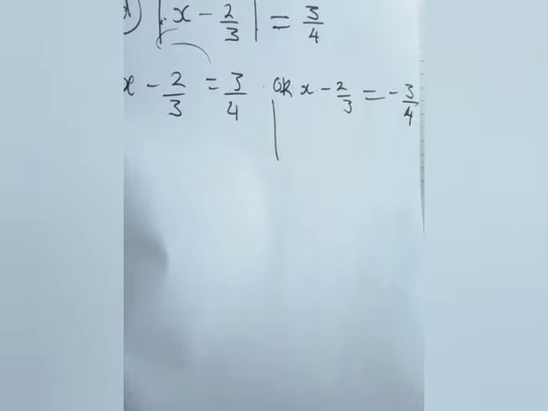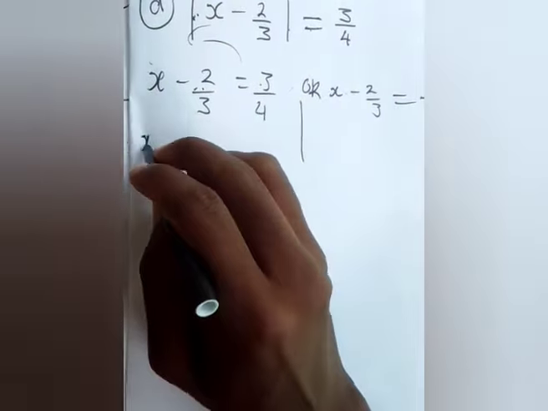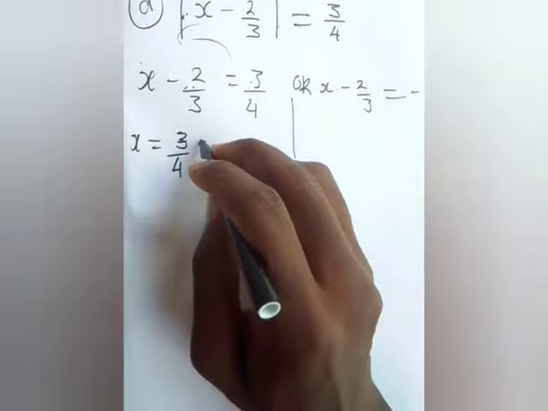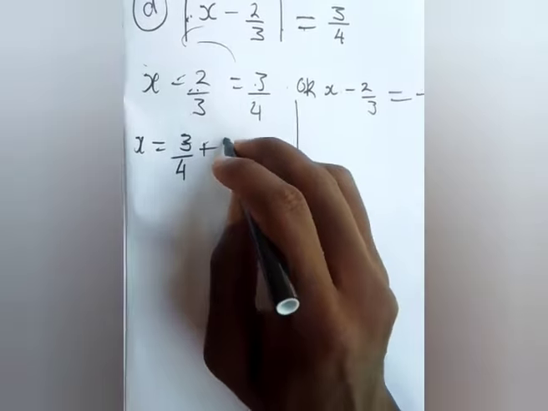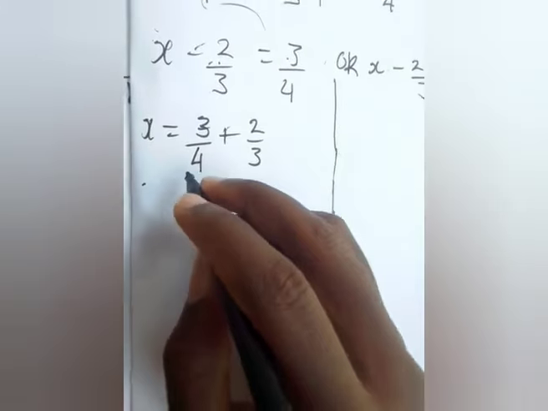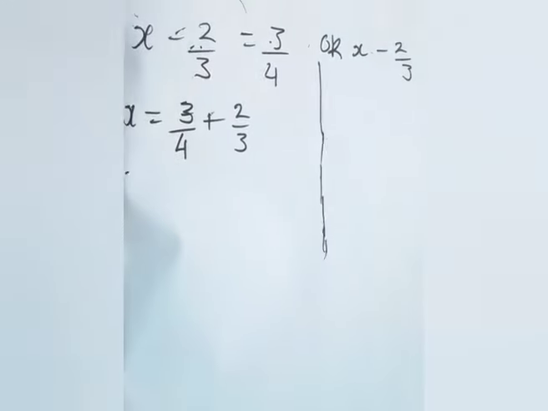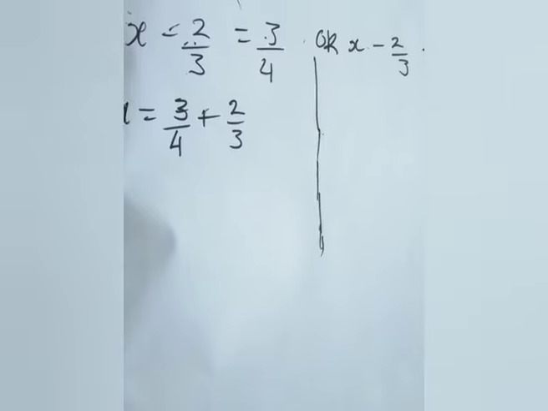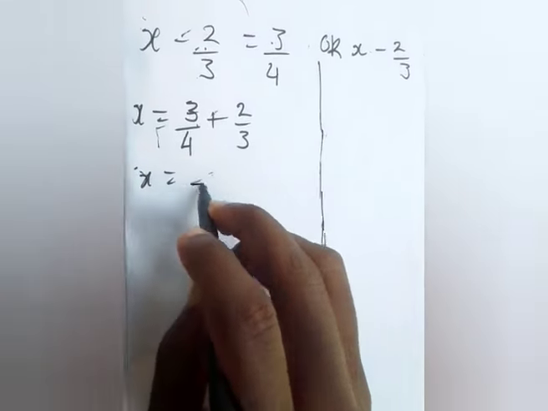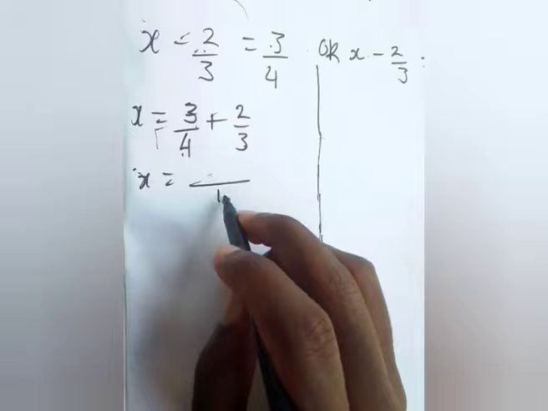But we take this on the other side. So it's going to be x is equal to 3 over 4, right? This is going to become positive 2 over 3. Alright, so when you do this, then make this a single fraction. You can't leave your answer like this. So you have to say, you call it the common denominator, right? When you multiply, it will be 12, right?